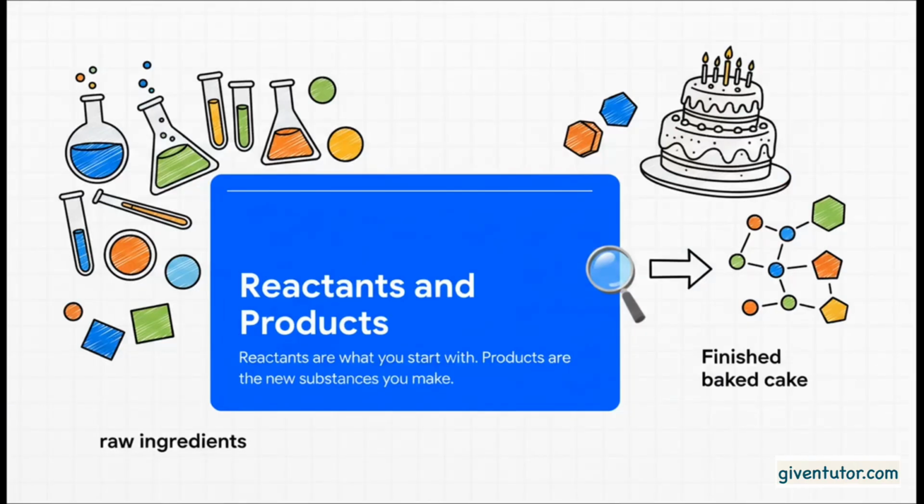Now, when a chemical change does occur, we call that a chemical reaction, and every single reaction has a before and an after. The reactants are the chemical substances you start off with. Just think of them like your raw ingredients. The products are the entirely new chemical substances you produce at the very end of the reaction. That's your finished, fully baked cake.